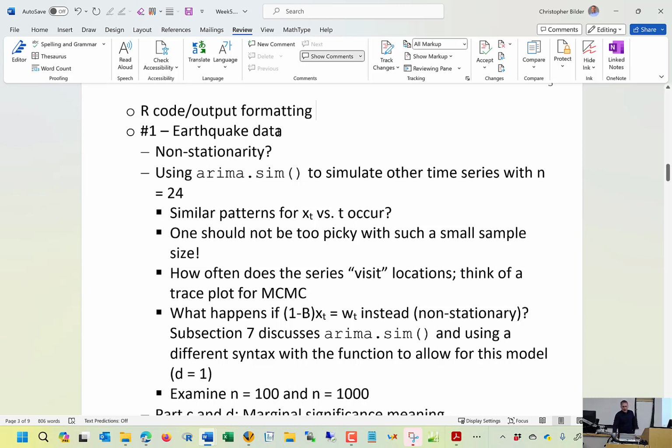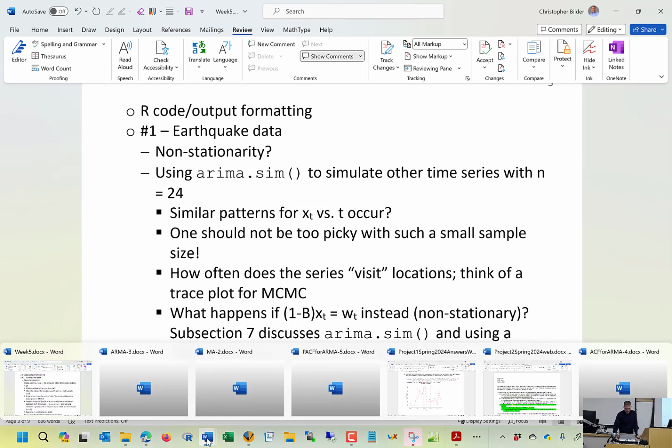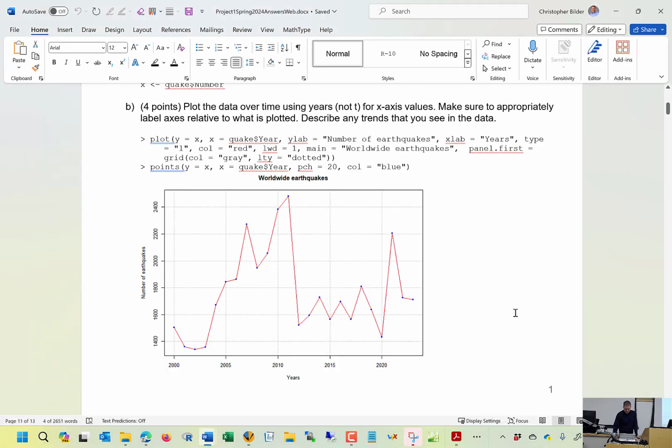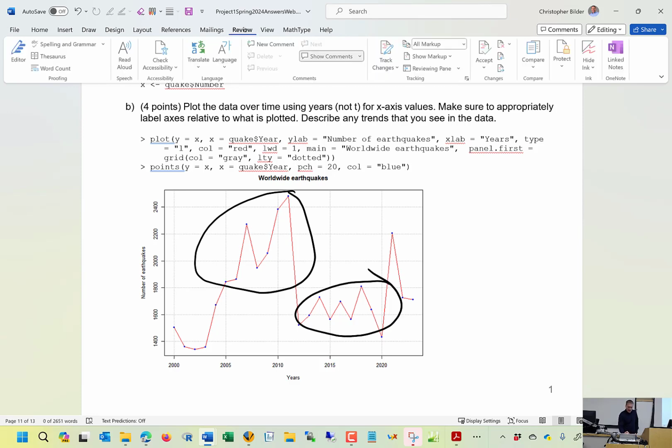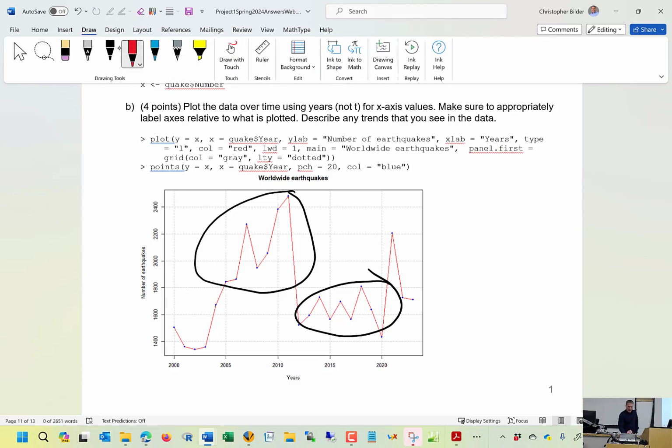Okay, so let's talk about number one with the earthquake data. Let me pull up the answer key here. This is the plot of the data versus time. If you just look at where those blue dots are and the patterns that we see there, you might think, okay, the mean of the series seems to be higher there than it is here. And you may be quick to conclude, okay, I have non-stationarity in the mean because of it.